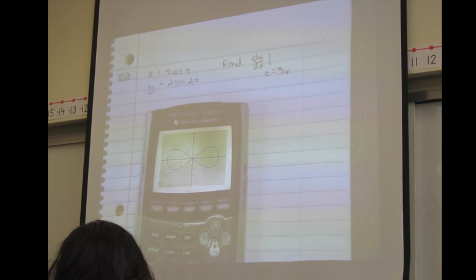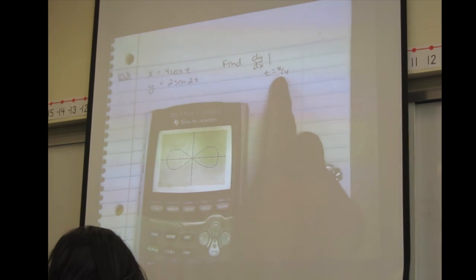We were in parametric mode. What's possible here is we no longer have a function, right? So with parametrics, we no longer have functions, but we can still find the slope of the tangent line. So, slope of the tangent line at t equal to pi over 4.